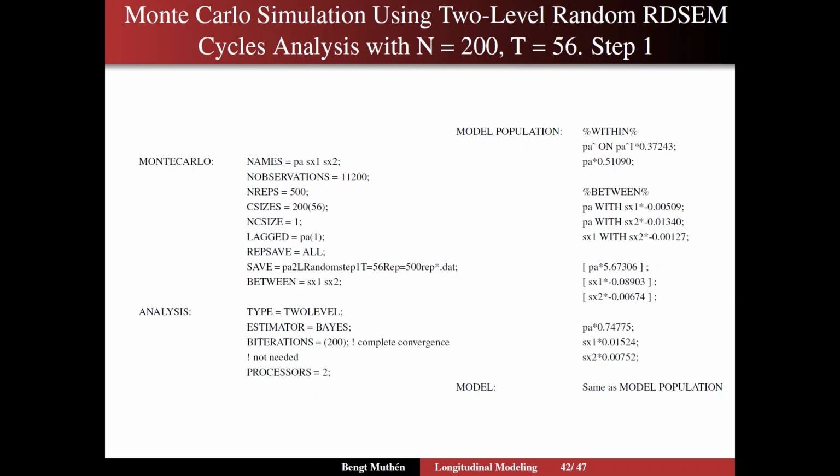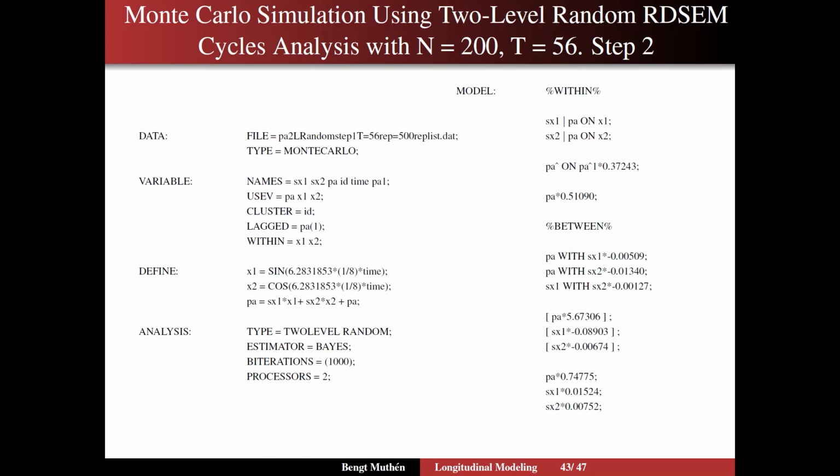The time related variables come in step 2. So now we get to step 2, and again the general features of a second step Monte Carlo run are given in the user's guide, chapter 12. So the data then is given like this. We have the file that was generated in step 1, and we specify that the data type is Monte Carlo. So we have a whole set of 500 data sets to go through. We're going to do 500 analyses.